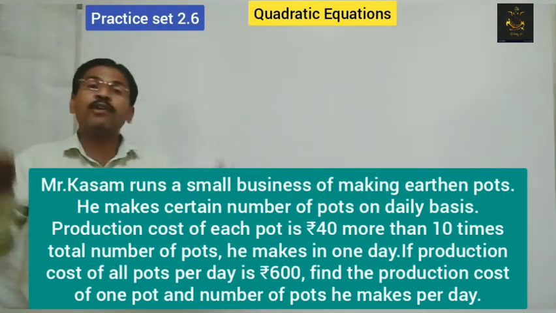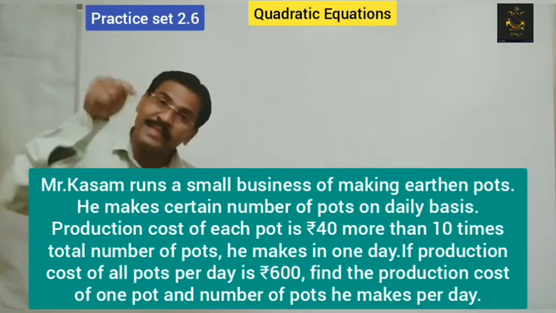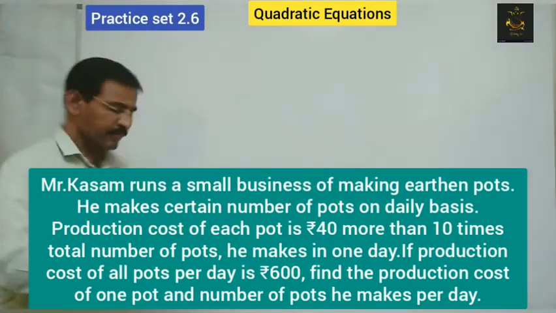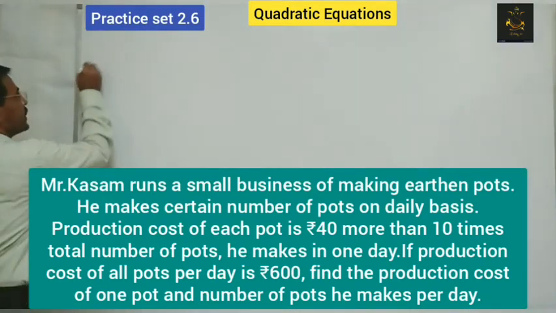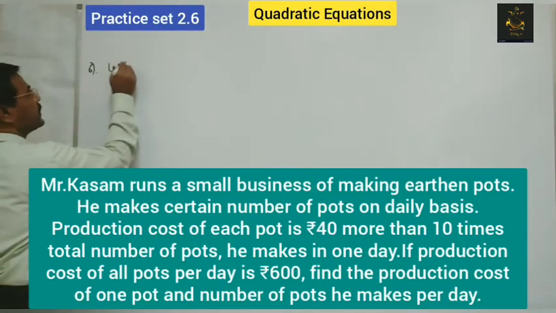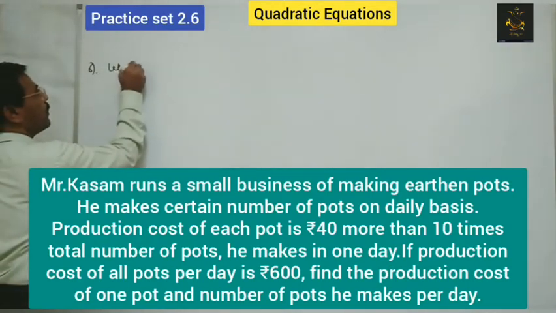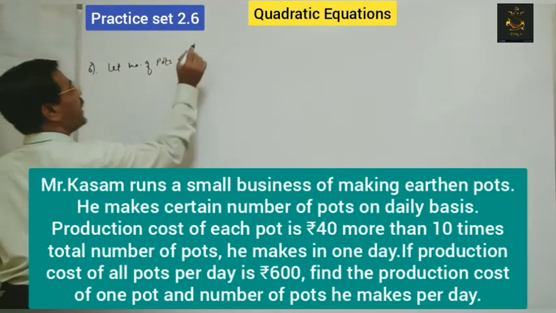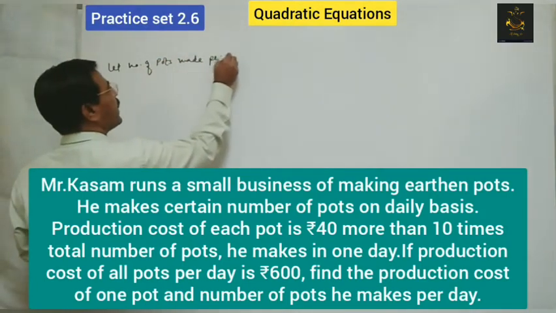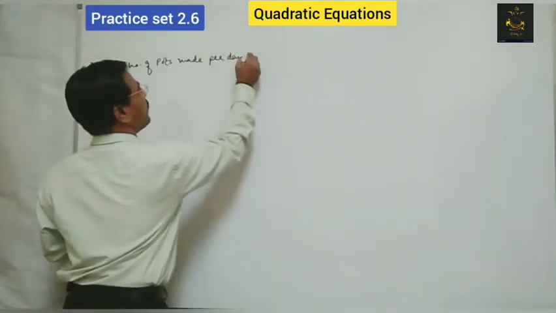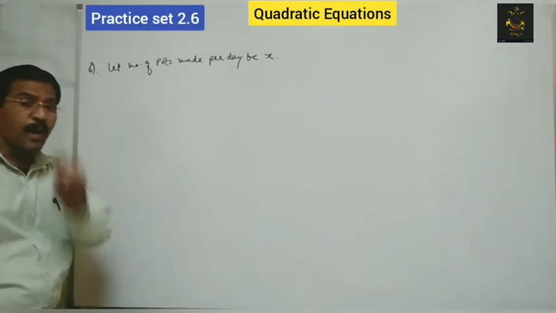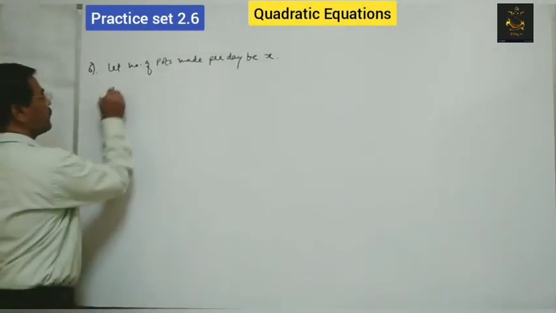How many pots he made daily. That is the first one. So that is only what we have to suppose first. Understand? See. Let this be the sixth one. Let the number of pots made per day be x.